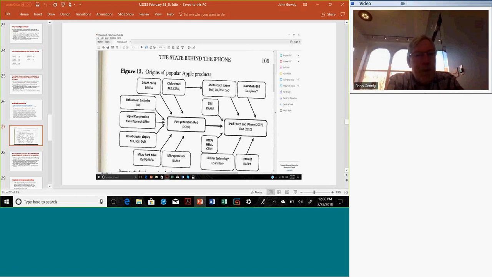So anyway, the point Mariana makes is that you look at these government initiatives, the government does things that the private sector can't do. It can mobilize large amounts of capital that the private sector can't. It should take the benefits of the investments, you know, not only the downside.